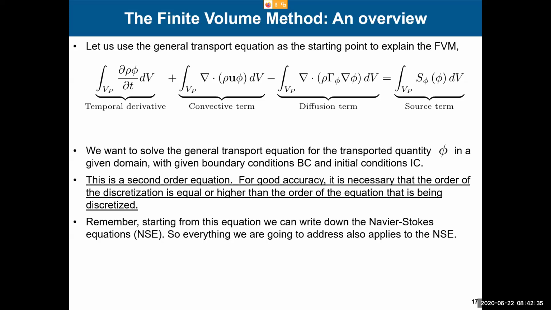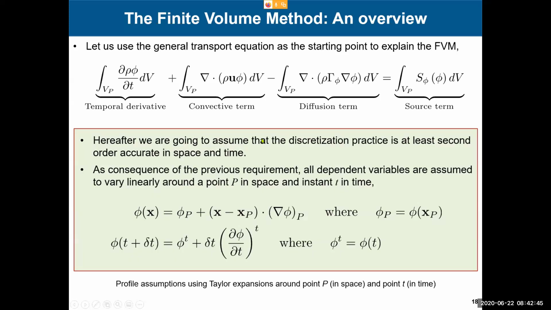So for good accuracy, we want to approximate everything, in particular the spatial derivative, using second order accurate methods, okay? So we are going to introduce some profile assumptions: we're going to assume that all dependent variables vary linearly about a point P, okay? The point P where we're going to find the solution will be the cell center or the node center, depending on your formulation. So you see that this formulation, in space and time, is second order accurate. So this is the starting point.